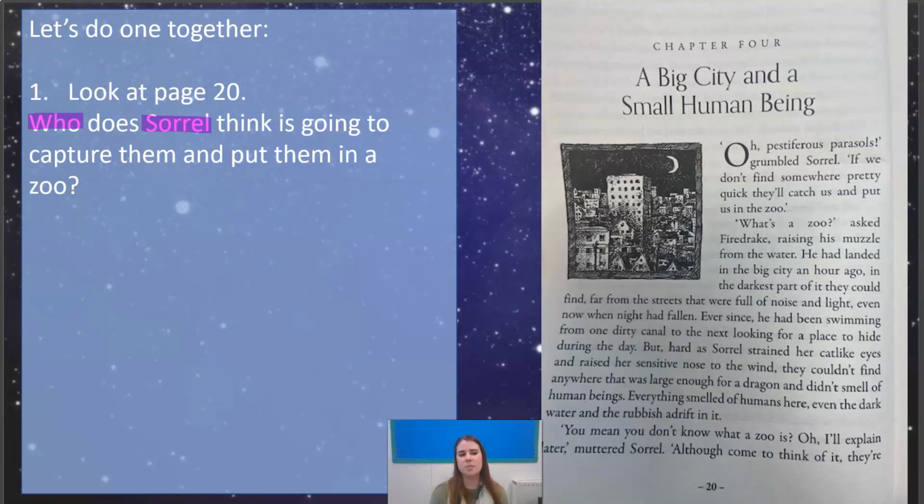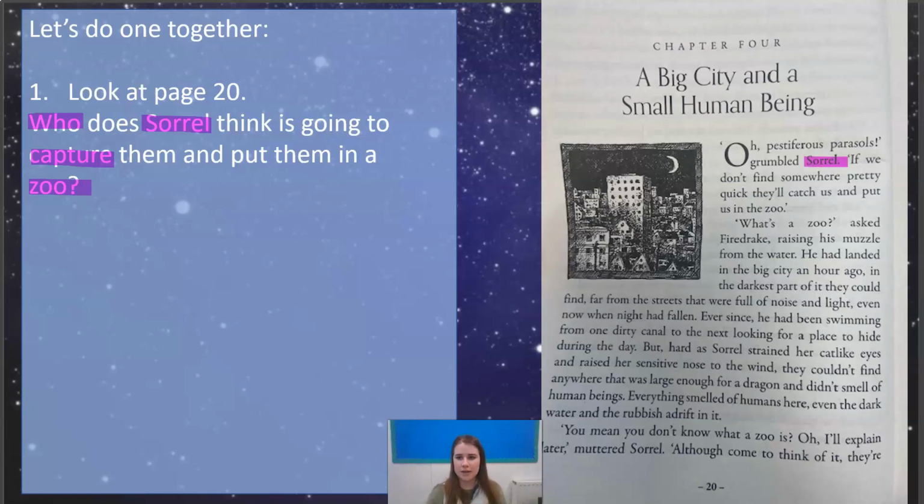Now keywords to help me, because I recognise this sentence. Keywords I'm going to be looking at are capture and zoo, okay? So these are going to be my 4 words that I need to think about. So I need to find some evidence that suggests that Sorrel is thinking that they're going to be captured and put in a zoo. So I need to find that part of my information in my text and be able to answer the question, which is who.